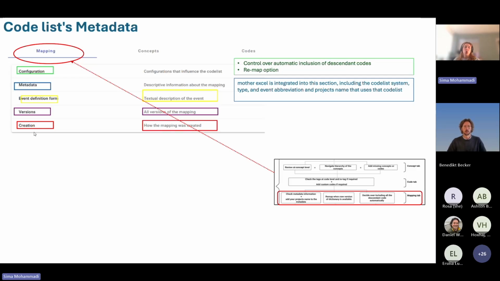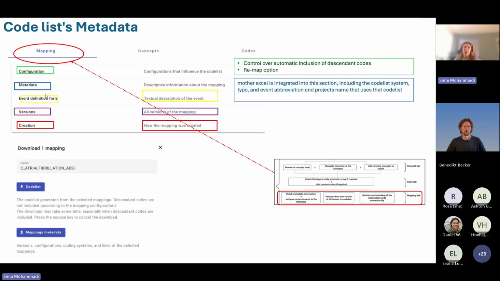It means the codes, concept, or the definition used to start the mapping. It might be the same as the event definition form, but sometimes people use a more compact definition to start the mapping. Only for they start with synonyms and lay terms and some specific codes.